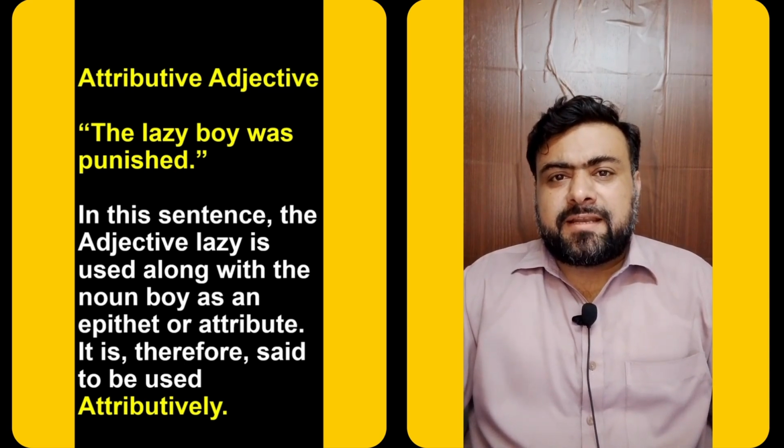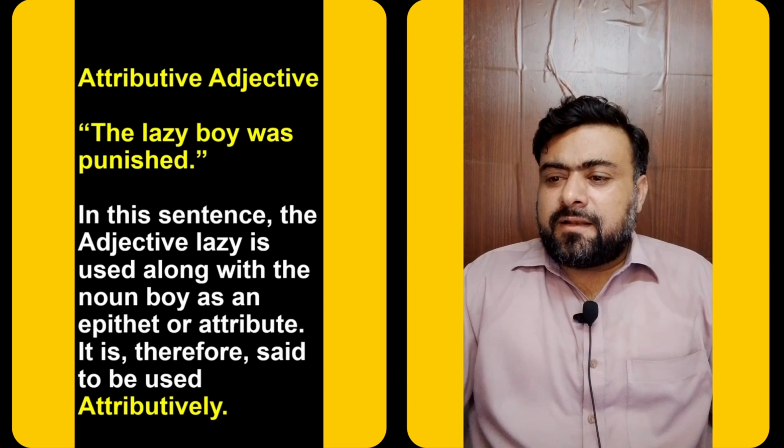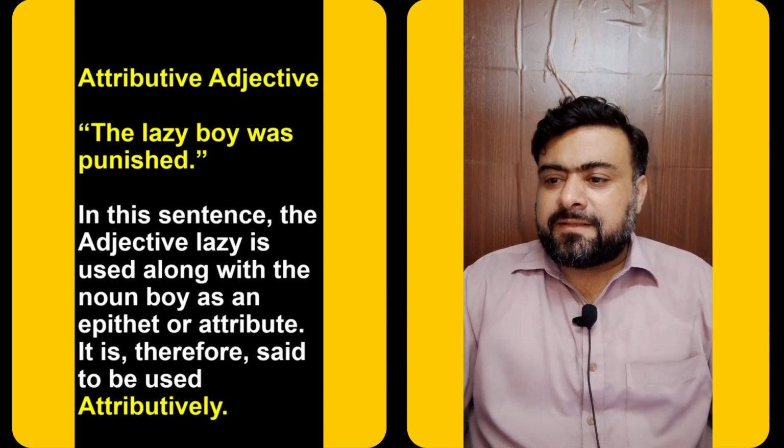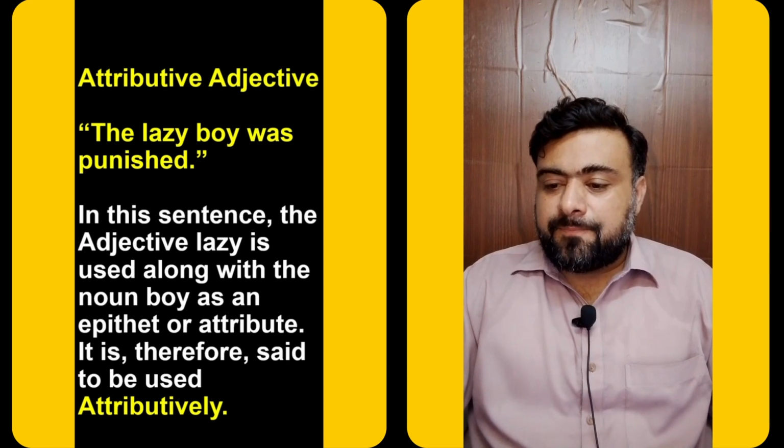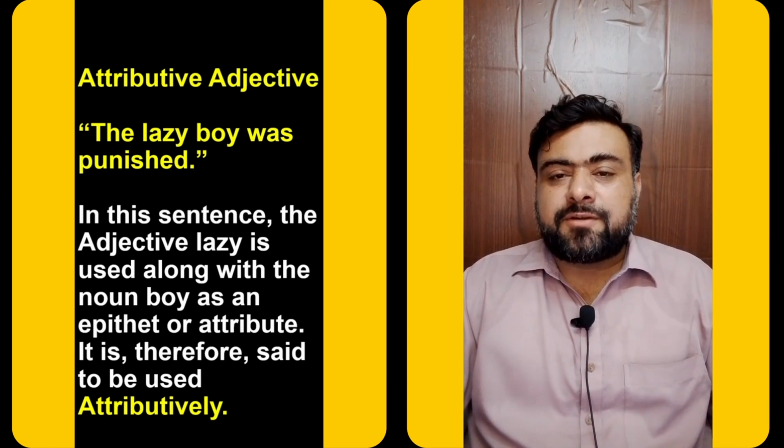Attributive adjective. What is an attributive adjective? Let's look at this sentence. The lazy boy was punished. In this sentence, the adjective lazy is used along with the noun boy as an epithet or attribute. It is therefore said to be used attributively.